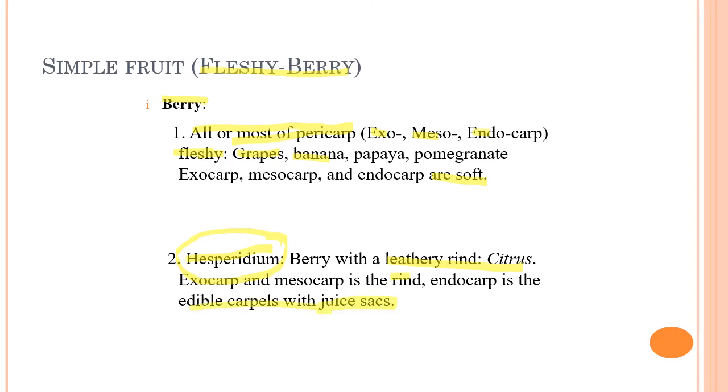You know oranges, what an orange looks like. Exocarp and mesocarp are distinct by their color. For example, the outside skin of an orange is orange. Inside of that is the mesocarp, which is usually white, and inside there are juice sacs, أكياس العصير بالعربي.